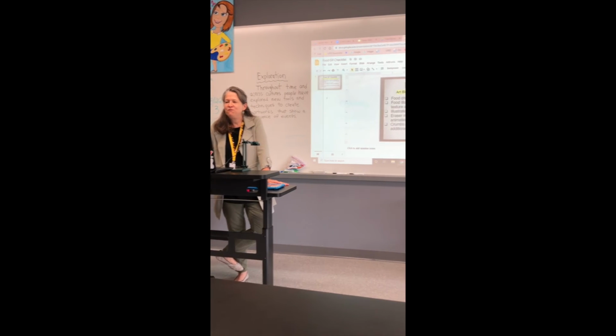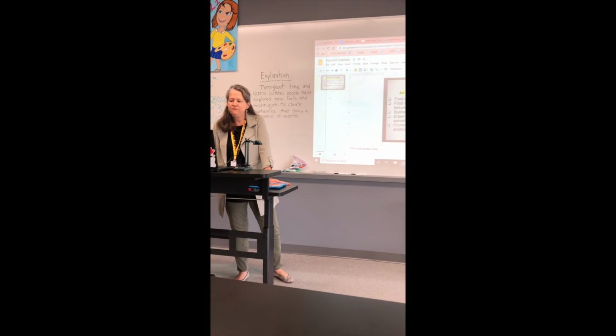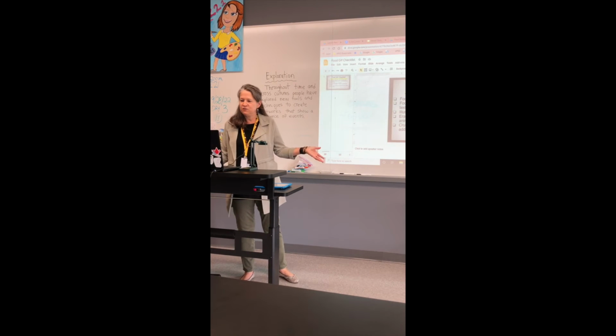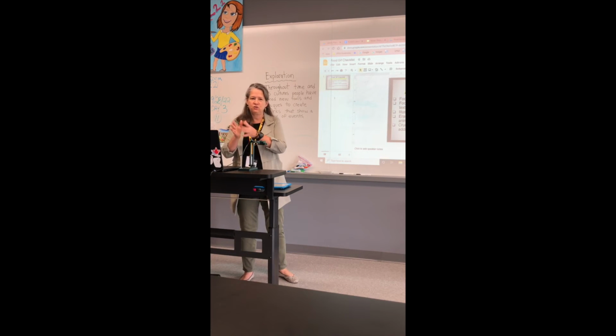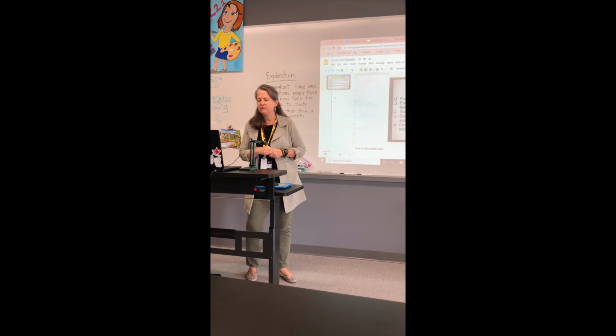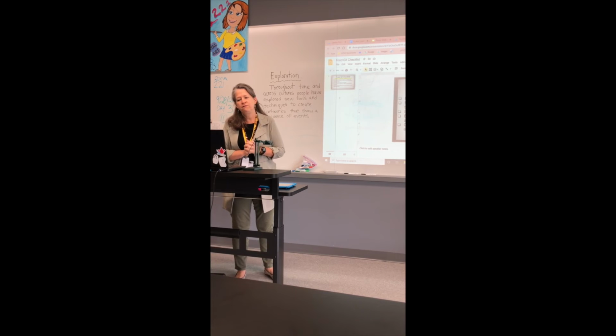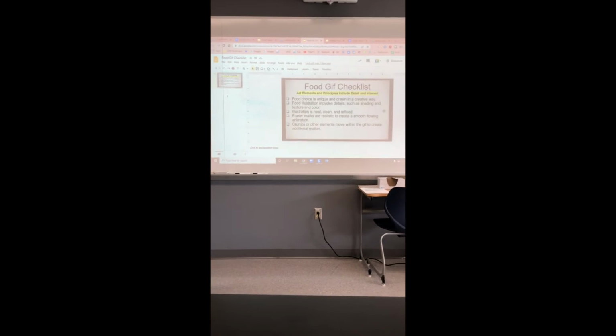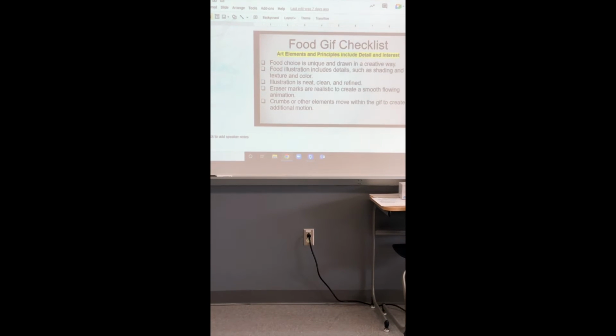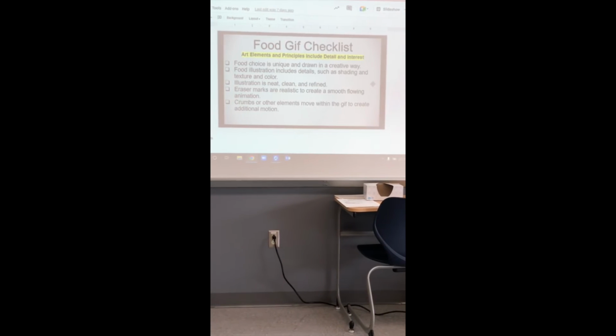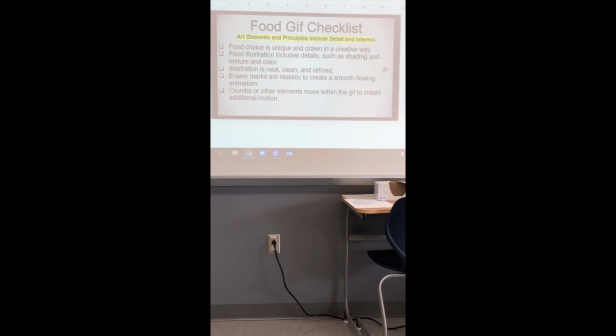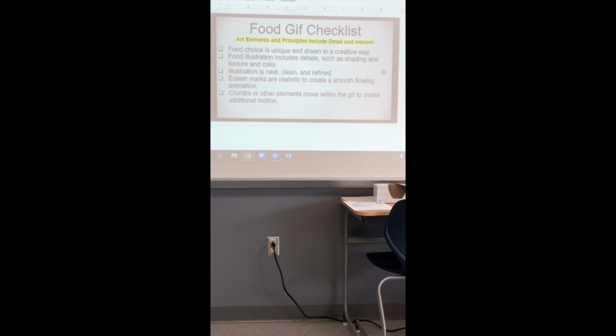Okay, 6th grade. Before you get started, I just wanted to review the checklist for this project so that you're making sure that you're working towards completing all the criteria for this project. So you want to make sure that your food choice is unique and drawn in a creative way. Your food illustration includes details such as shading, texture, color, the illustration is neat and refined, so you're cleaning up any little edges that need to be cleaned up.